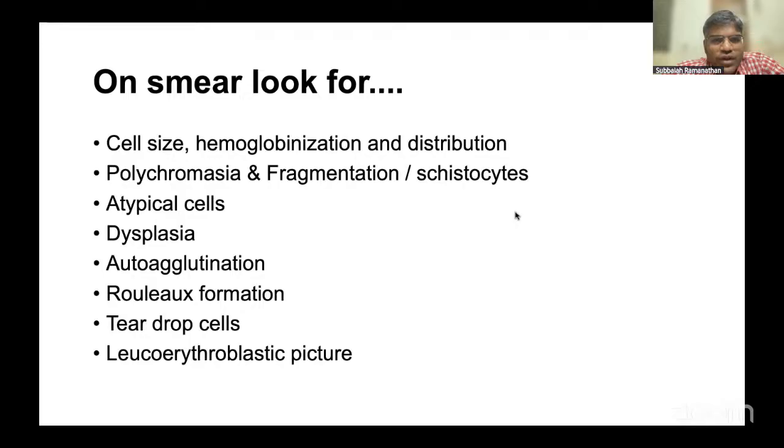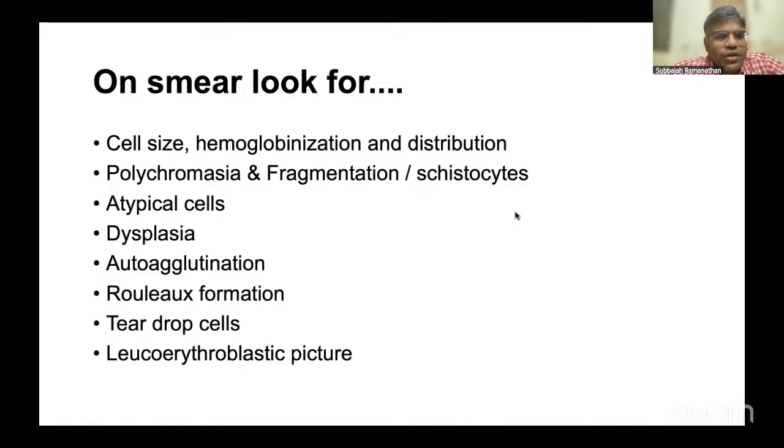The distribution is again for severe anemia, low hemoglobin, they have to be sparsely populated, and in polycythemia, they would be densely populated. The second point, polychromasia, fragmentation, spherocytes, those are for hemolysis. You know there is some destruction happening to the red cells due to an intrinsic or an extrinsic pathology. Atypical cells could be blasts or malignancy. Dysplasia, you would see in myelodysplasia. Neutrophil lobations may not be proper, or they will be hypogranulated.